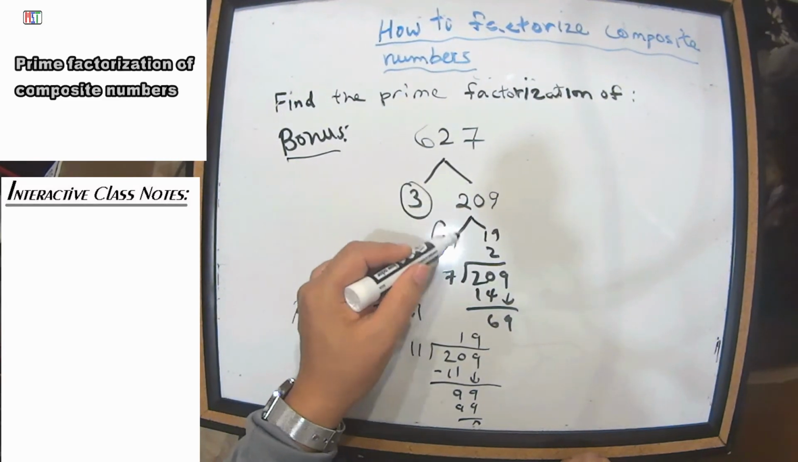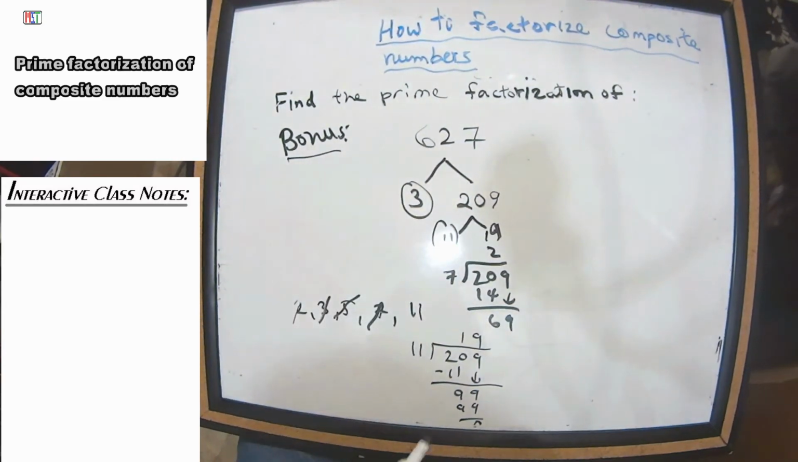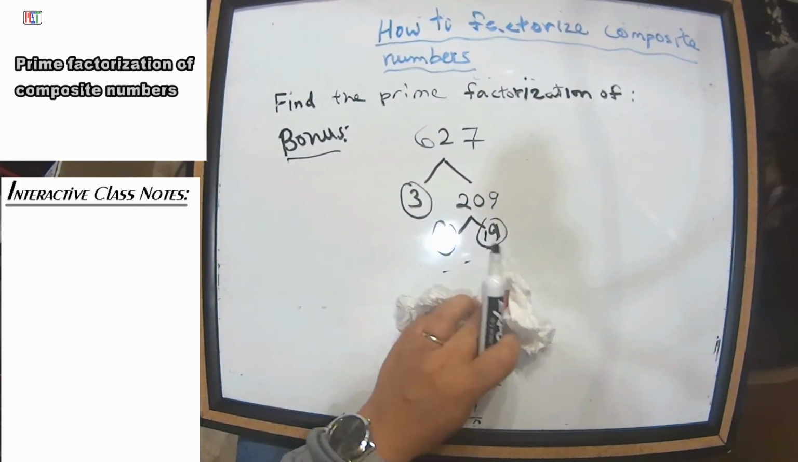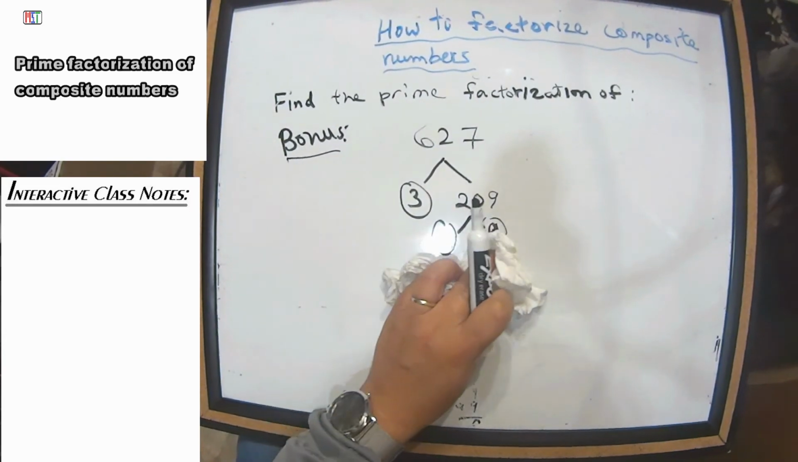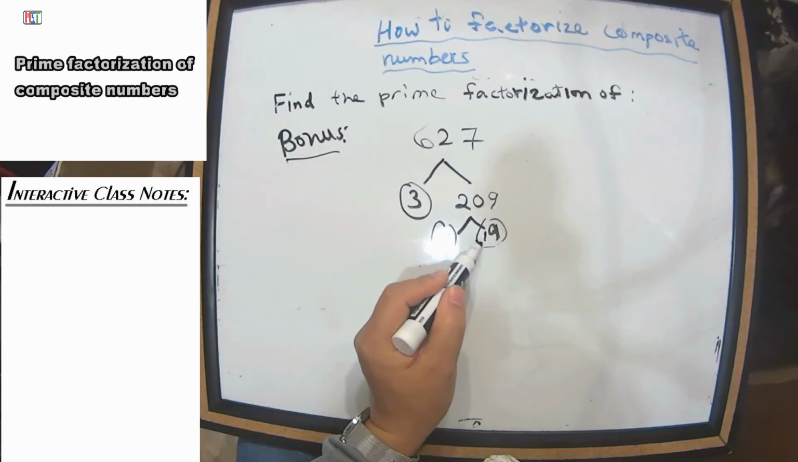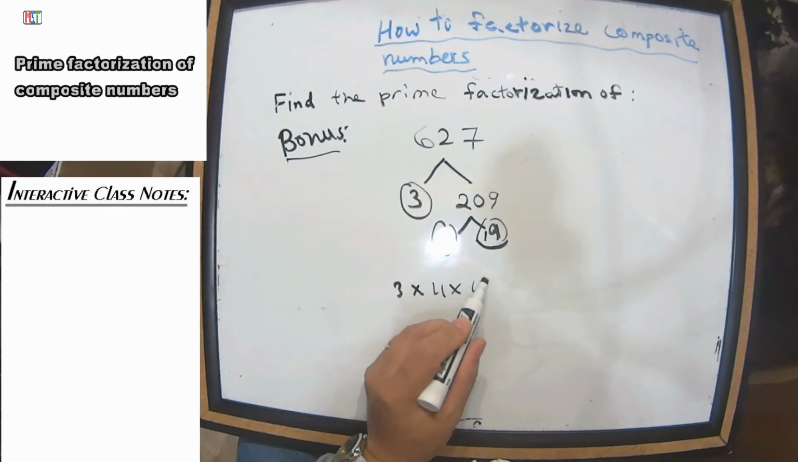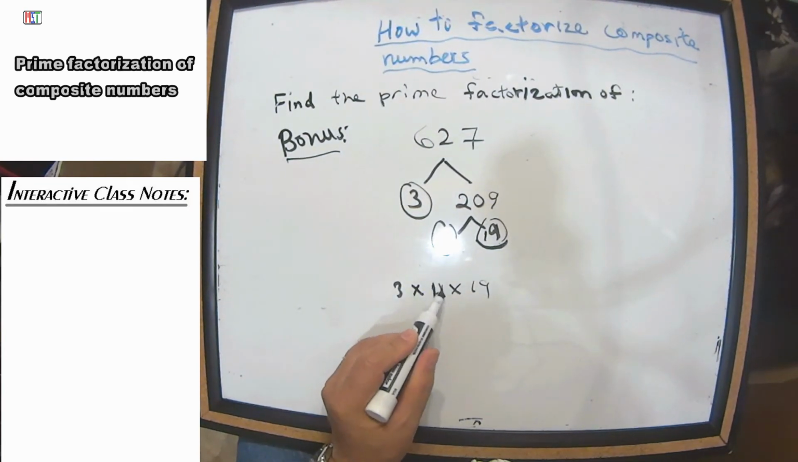Okay, so the prime factors for 627 are 3, 11, and 19. Interesting.